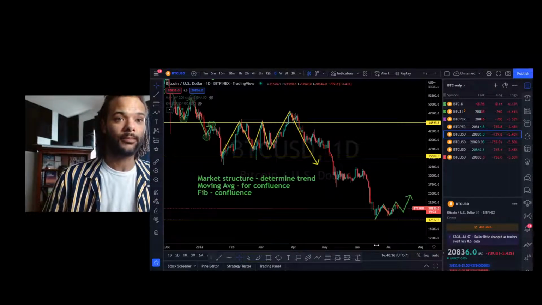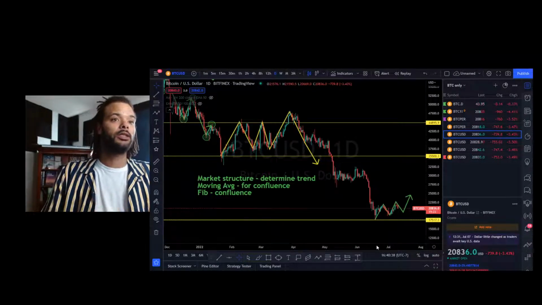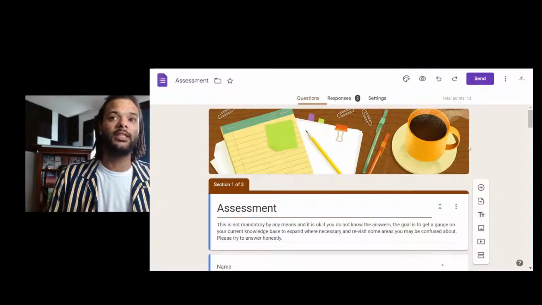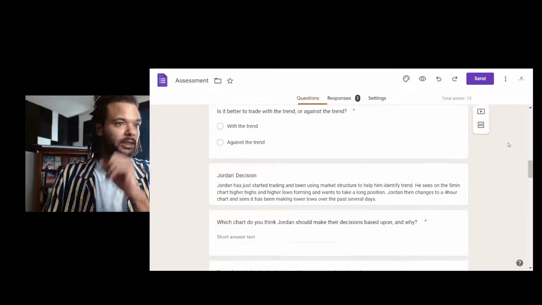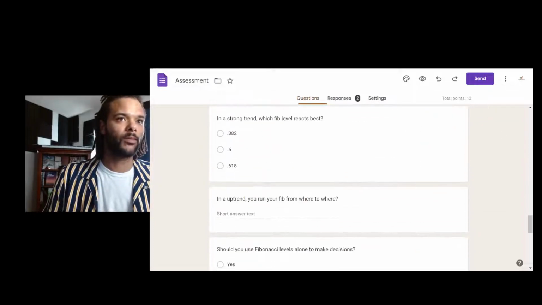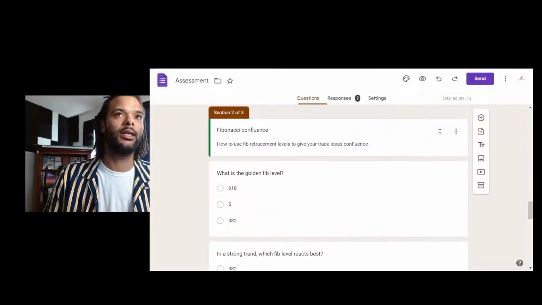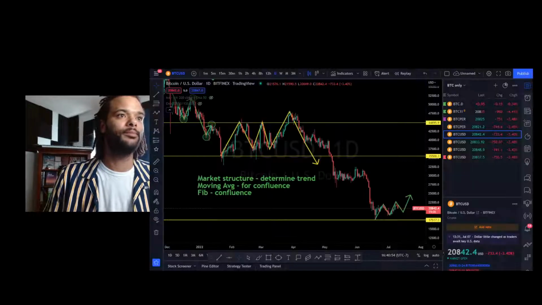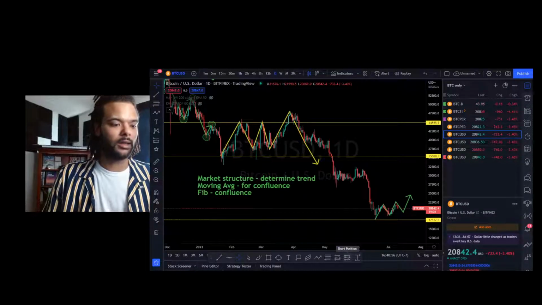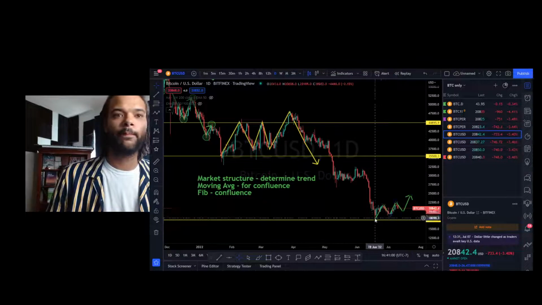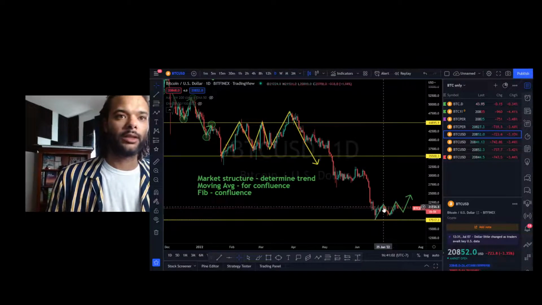All right, so market structure, hopefully you guys are good to go now. If you jumped into the assessment, I think we covered most of these questions here. And be honest with yourself. If you don't know them, that's okay, but try to start to understand them a little bit better. All right, so the next thing, actually, let me round off this topic for market structure.